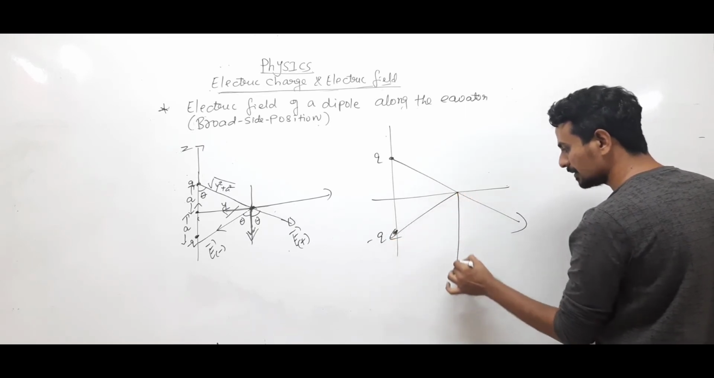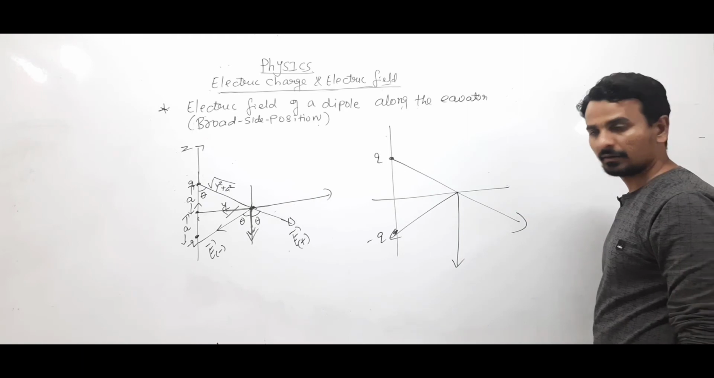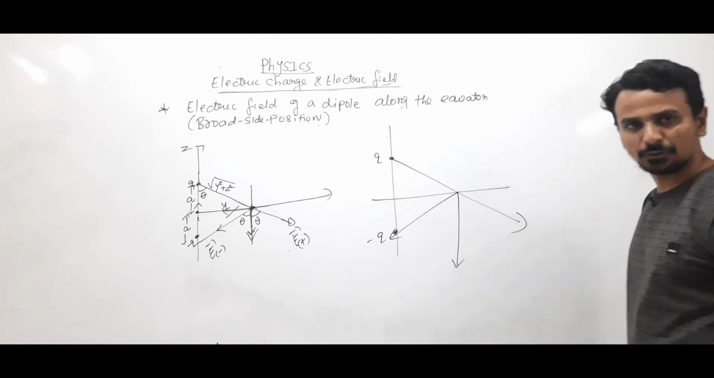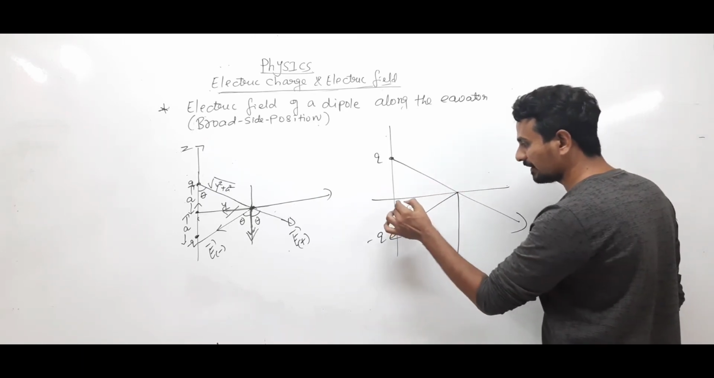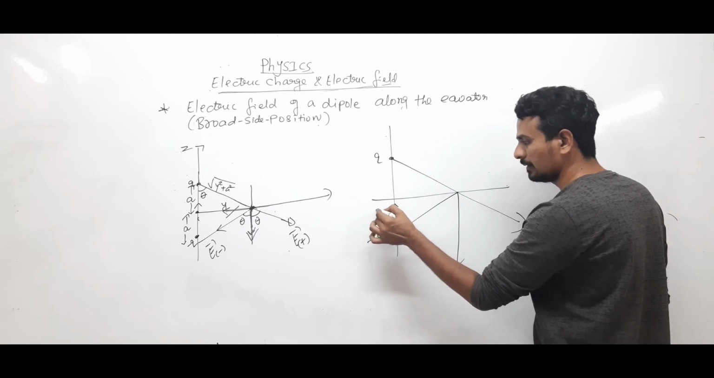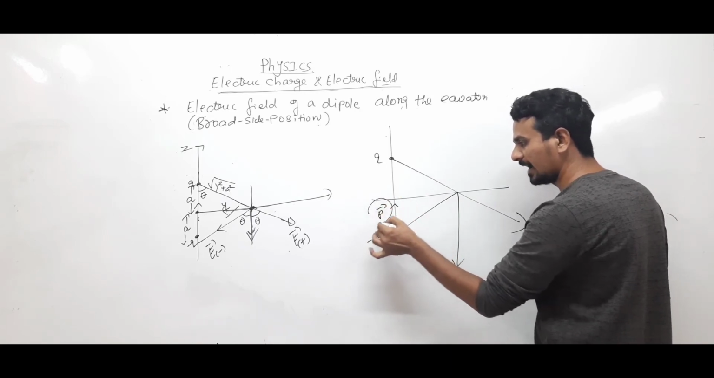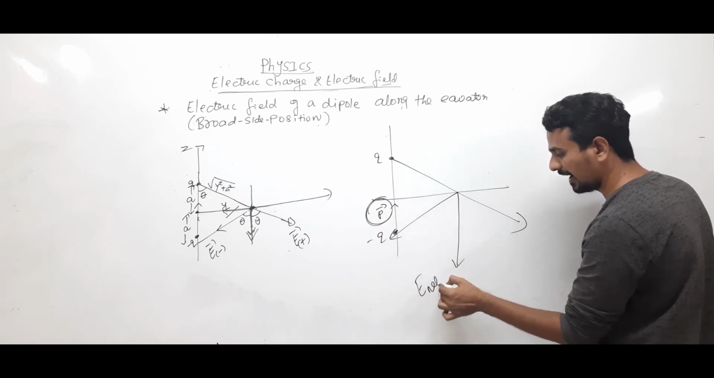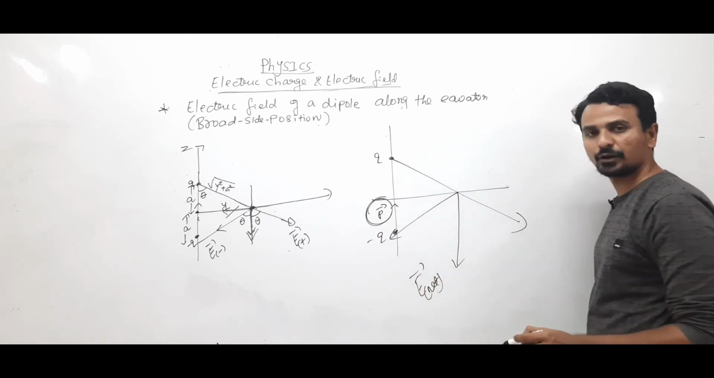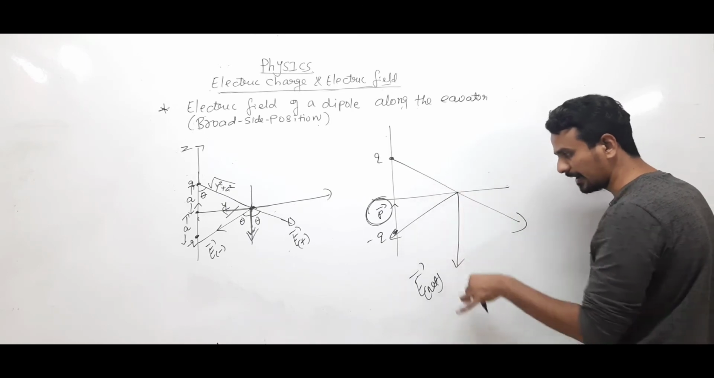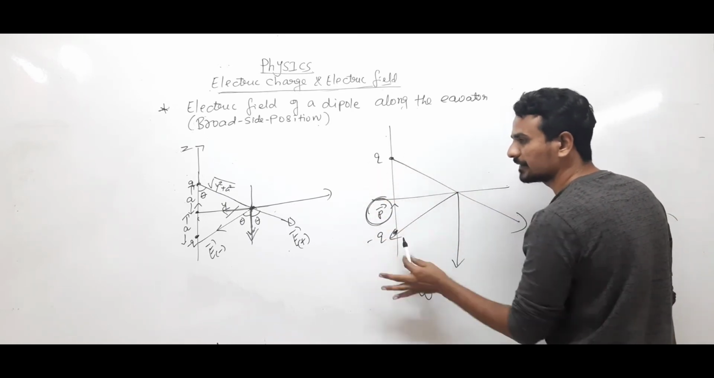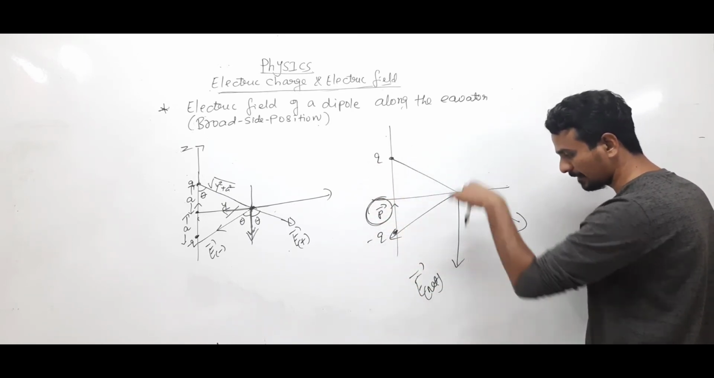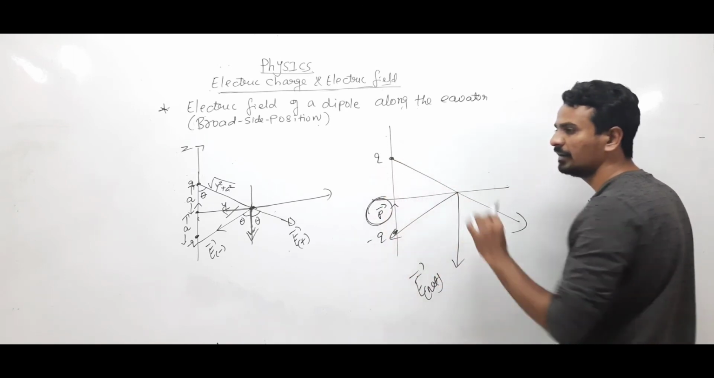This was the cos component of electric field. Sin component gets cancelled out. Dipole moment is in this direction. Right? So the angle between dipole moment and net electric field: net electric field because of the dipole lying along the equator is in this direction. Dipole moment is in this direction. Net electric field is in this direction. Dipole moment is in this direction.